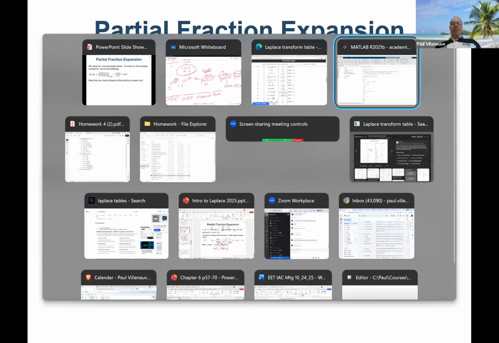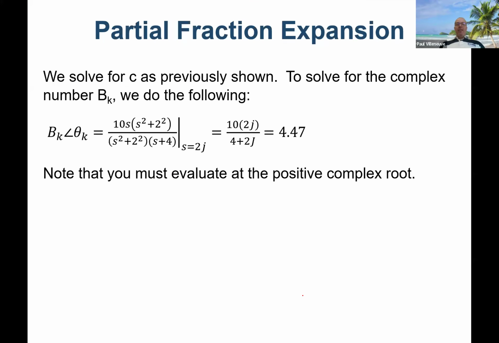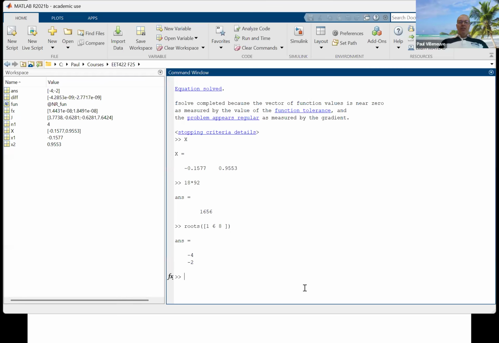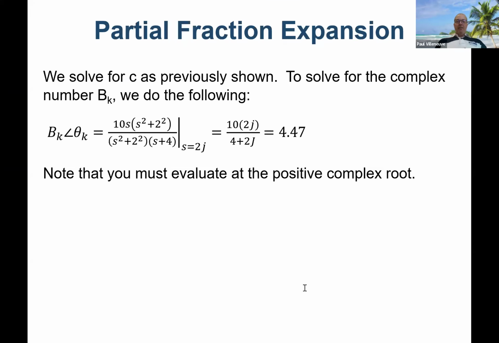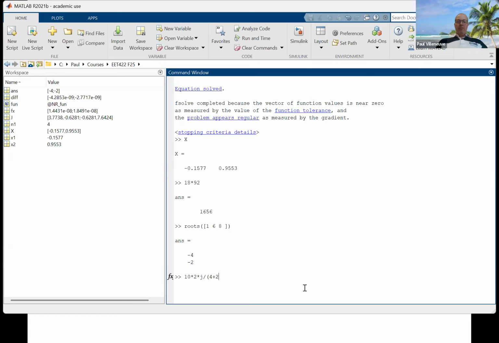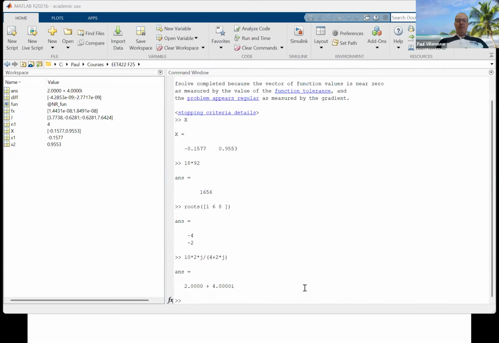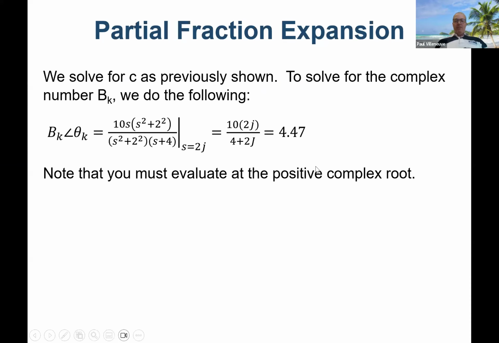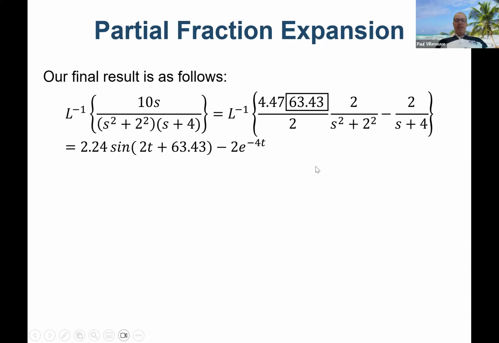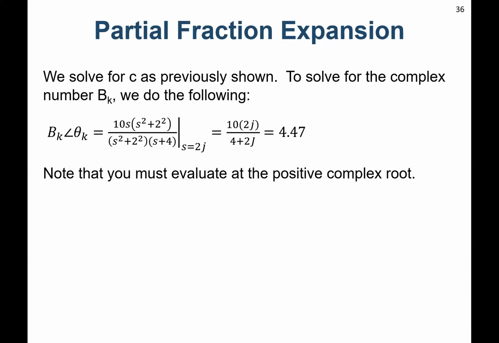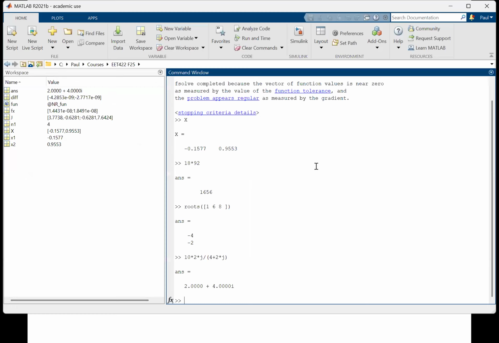Let's go over here. Let's go to MATLAB. So the number is 10 times 2J over 4 plus 2J. So 10 times 2 times J divided by 4 plus 2 times J. Where did I end up with 4.47? That's not right. Yeah, I was gonna say that seems kind of sus.